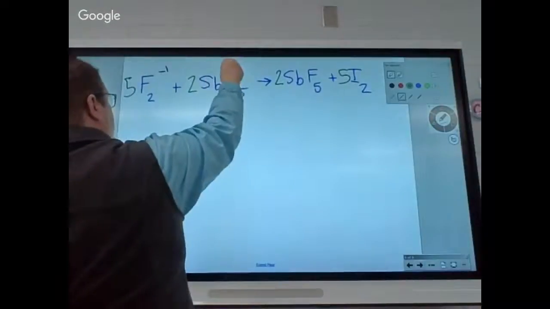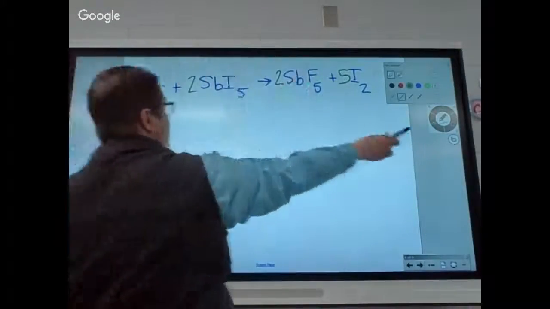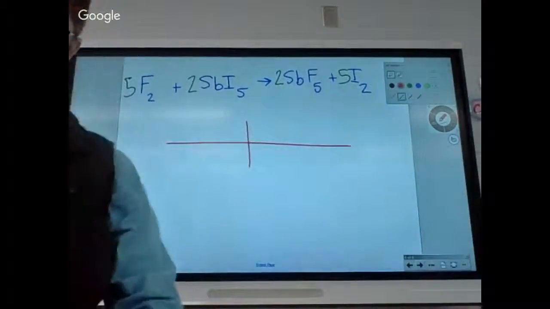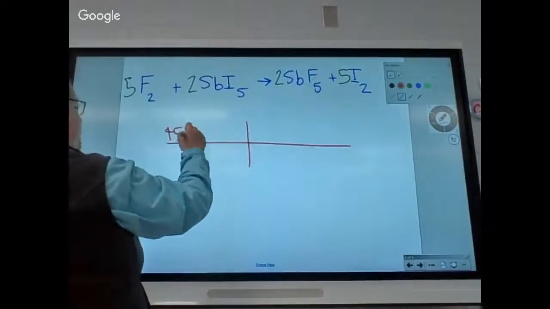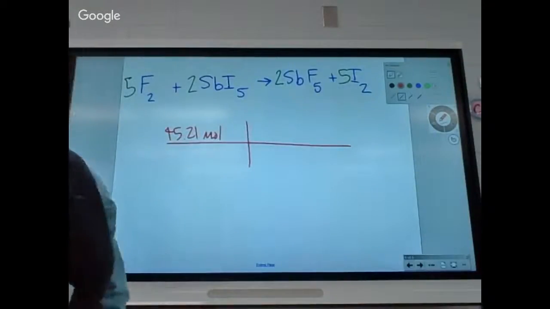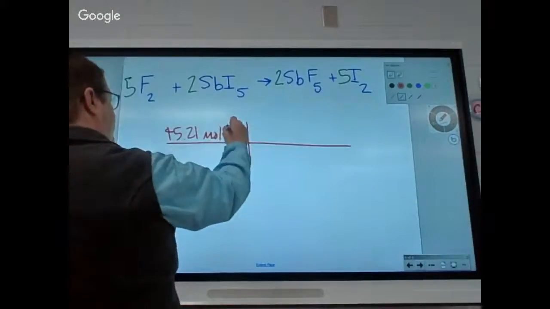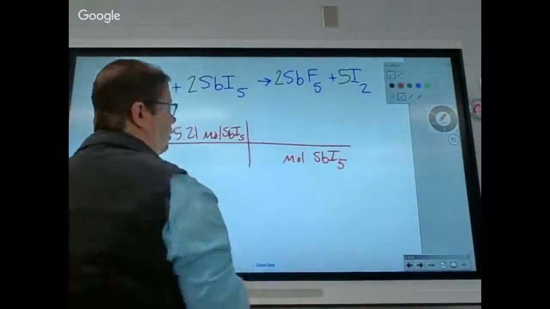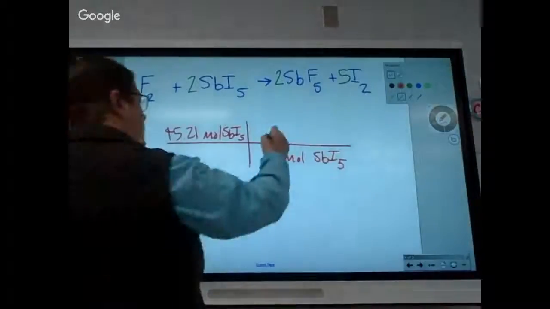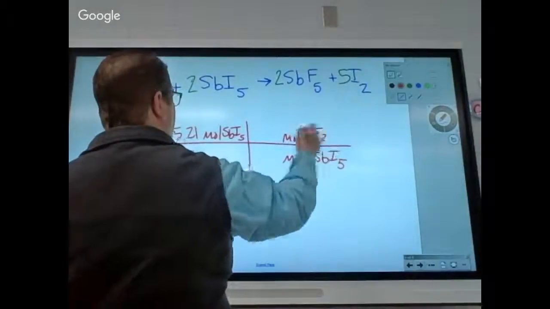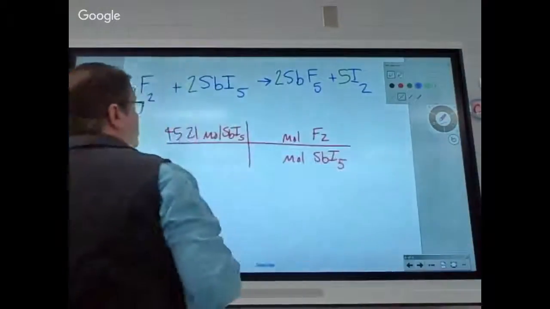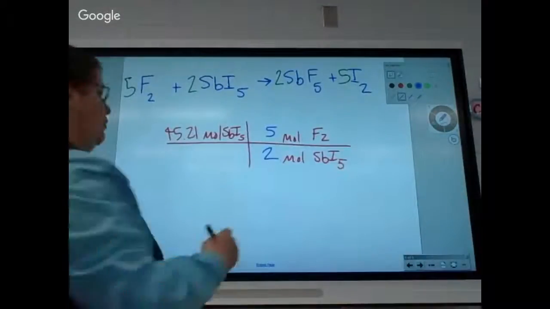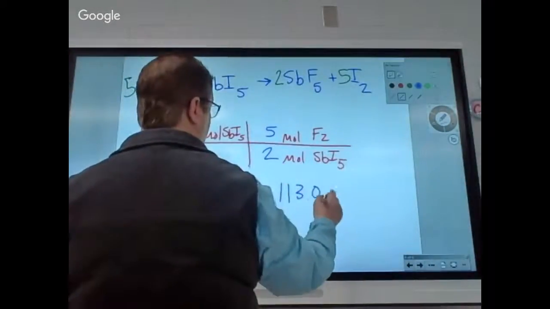What did they give us in this one? Since Ms. Paul had reading comprehension issues here. And yes, unfair as it is, I would take off if you made the mistake I did. 45.21 moles of what? SbI5. So moles of SbI5 goes on the bottom. And what did that ask for? Moles of what? So we're just going to moles of fluorine. We're just changing compounds. Where do the numbers come from? So fluorine is a 5, SbI5 is a 2. We calculate and we get 113.0 is what I got.